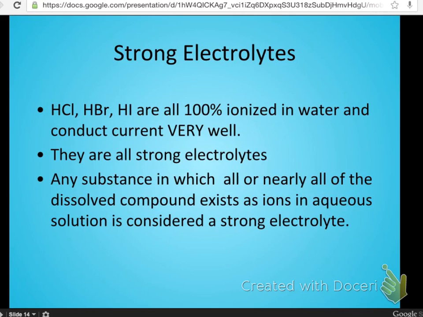Anything where most of it turns into ions is called a strong electrolyte. So for the most part, ionic compounds are almost entirely strong electrolytes. Of the binary acids, hydrochloric, hydrobromic, and hydroiodic are all strong electrolytes, so they conduct current quite well. Citric acid is a weak electrolyte. It doesn't ionize as completely as these guys. It's a weaker acid in general.